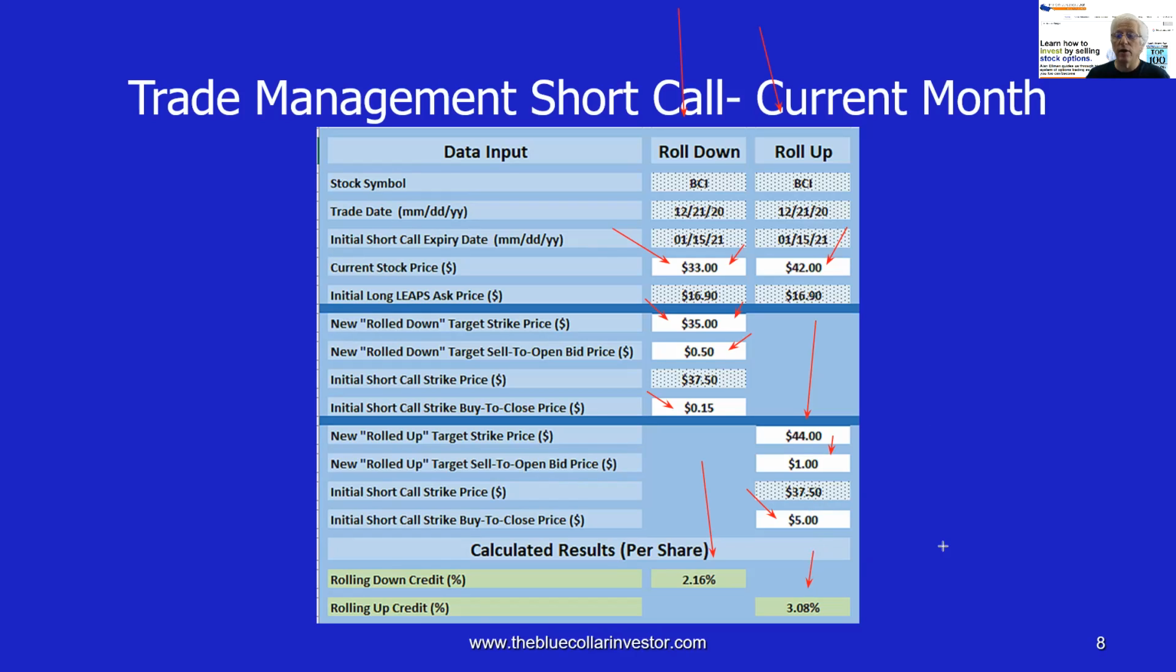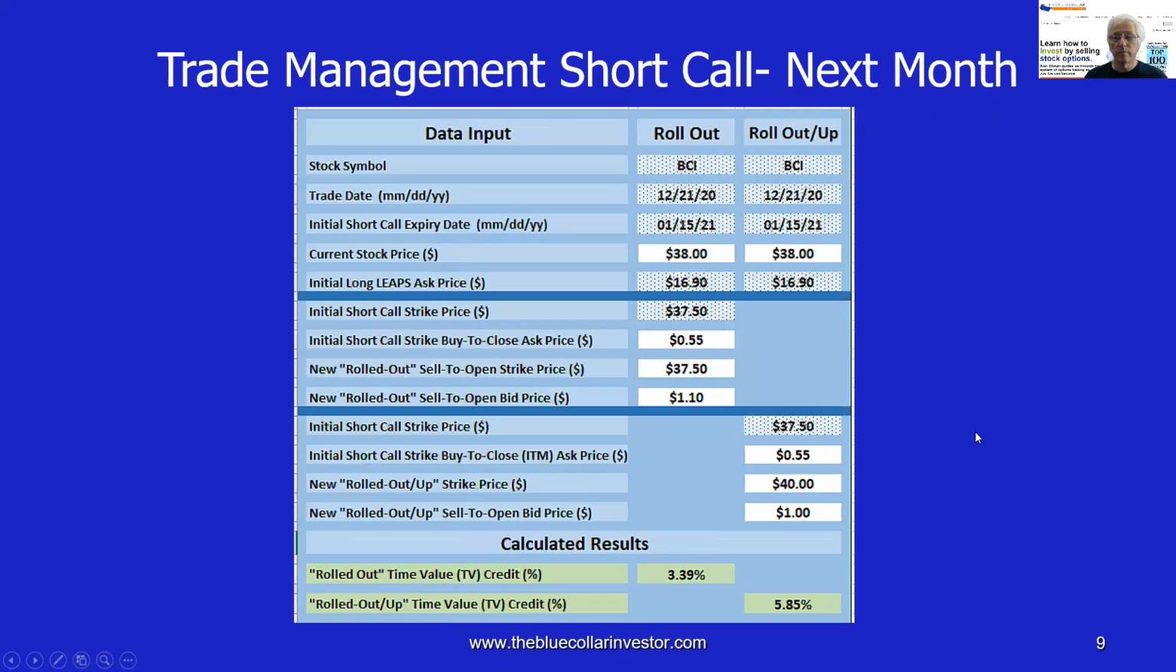That's what the calculator will tell us regarding both rolling down and rolling up. And the information related to the numbers, you just feed them in. What is the current market value? Went down to 33, went up to 42, whatever it is. And then you can put in the strike prices and see if the time value credit meets your strategy requirements.